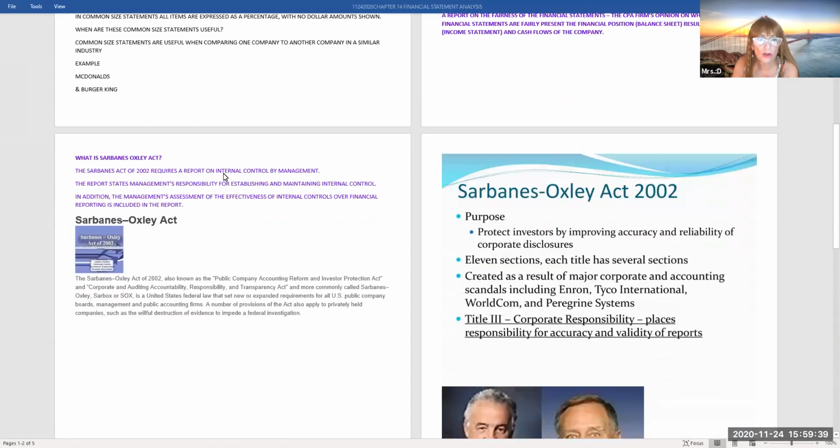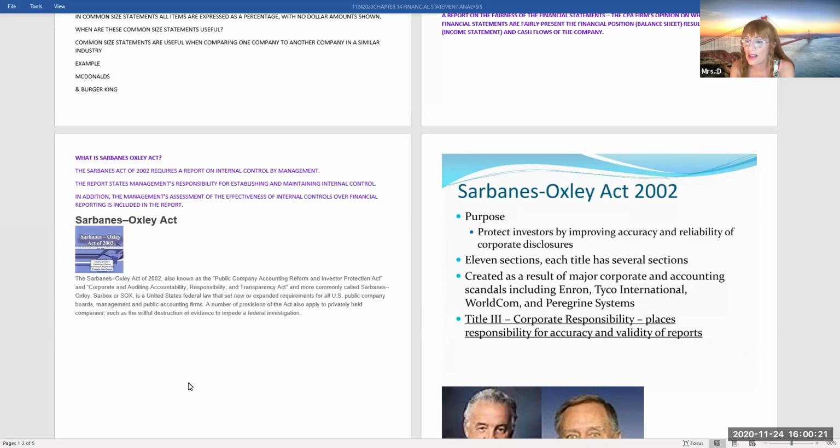So let's talk about the Sarbanes-Oxley Act. This act was in 2002, and it's a report on internal control by management. The report states that management has a responsibility to establish internal controls. They have to lock up the ledgers. They have to make sure that there's passwords on the computer. They have to lock up equipment. They have to have a security guard for inventory. These are all internal control procedures to protect the assets of the company.